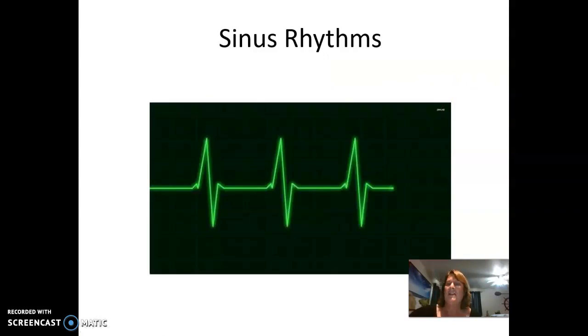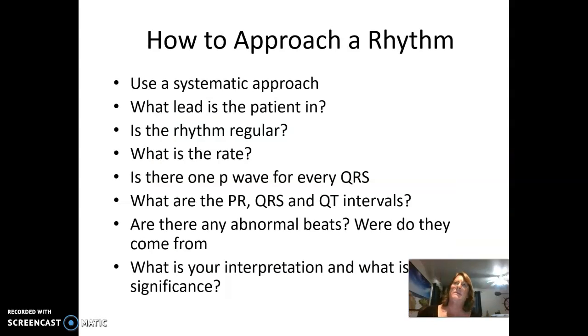So we're going to start looking at things coming from the sinus node. That's going to give us our sinus rhythms. When we're looking at sinus rhythms, one thing that we have to talk about is a standardized approach. How do we approach a rhythm? We always want to make sure we're using a systematic approach.